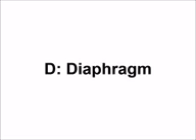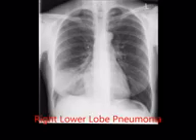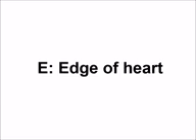D is the diaphragm. A normal diaphragm has a sharply visible border, curves downwards at the edges and the costophrenic angles. These bits should be clearly visible, as should the cardiophrenic angles. A poorly defined hemidiaphragm might be due to a lower lobe consolidation, whilst a blunted costophrenic angle is likely due to a pleural effusion. E is the edge of the heart.